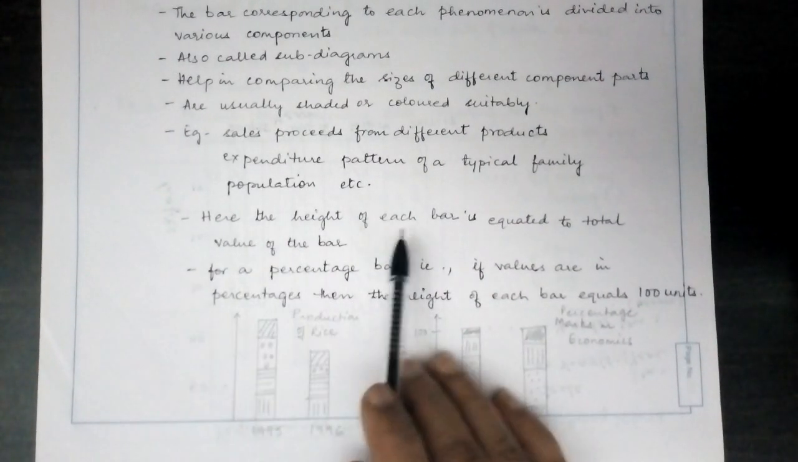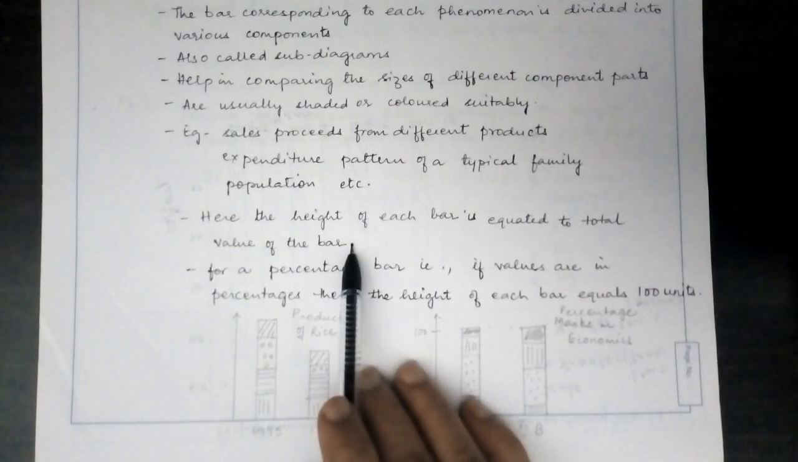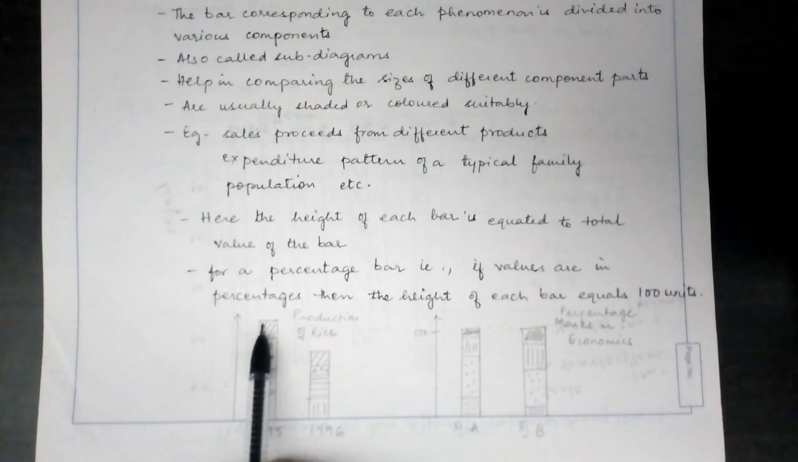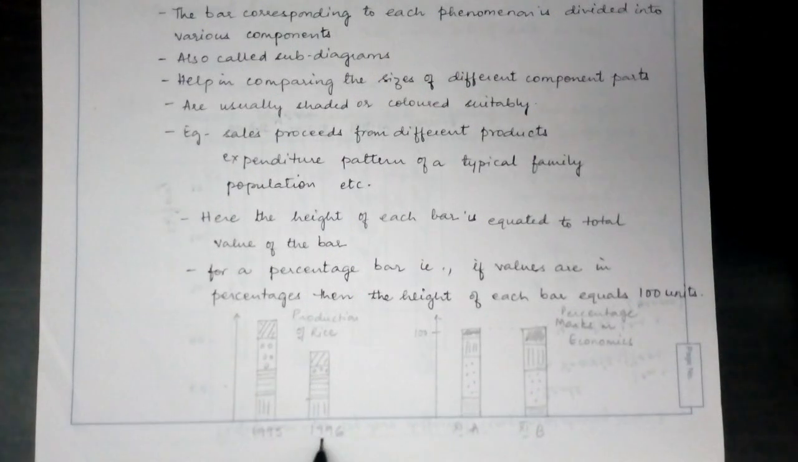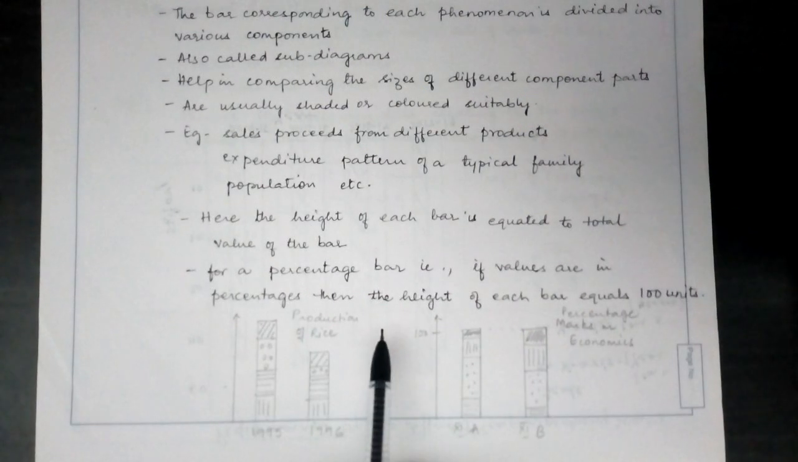Here the height of each bar is equated to total value of the bar. So here the total value of the bar is different from the total value of this bar over here. So each bar totals to its sum of the components.